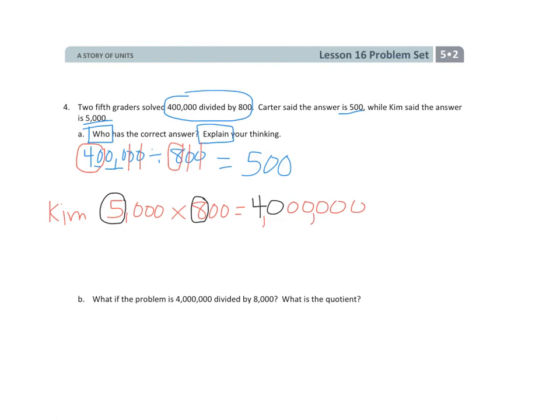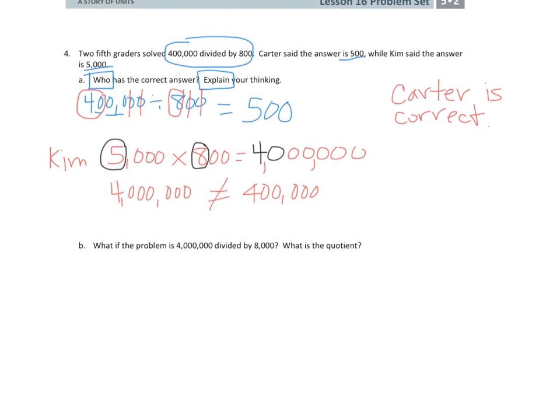So it looks like you end up with 4 million, and 4 million does not equal 400,000. So we can write that Carter is correct. And all of our thinking right here is clear enough to prove that Carter is correct compared to Kim.